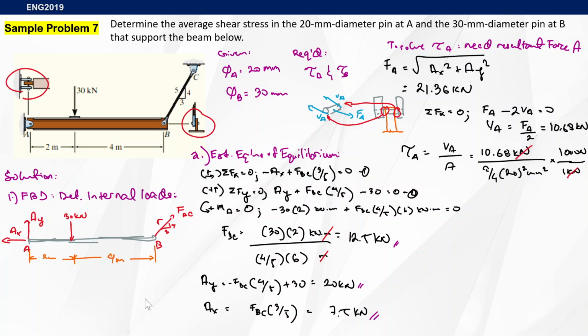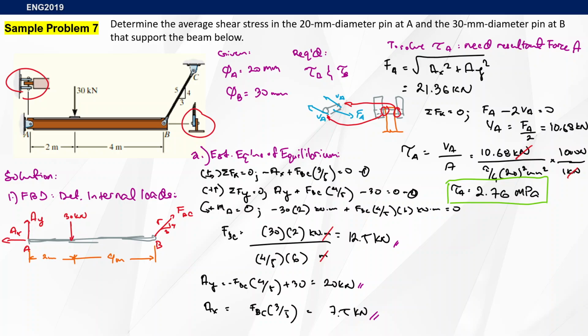Average shear stress is simply 10.68 divided by pi over 4 times 20 millimeters squared. That will give you around 2.76 megapascals. We can do the same way here. It just so happened this one is experiencing single shear only, this particular area, so no need for this particular equation. It's not experiencing double shear at the moment.